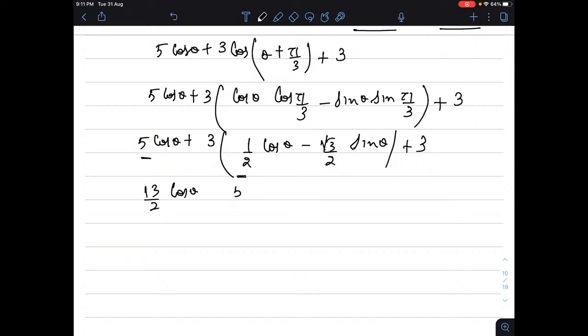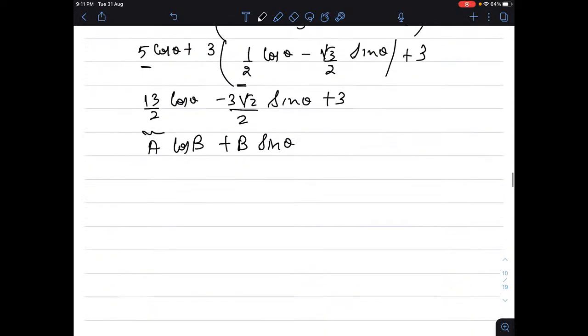And 5 minus 3 root 3 by 2 sin theta will be minus 3 root 3 by 2 sin theta plus 3. Now again we would have to compare it with a cos theta plus b sin theta. And the maximum and minimum value of that thing we are already remembering: square root of a square plus b square with the minus sign in front of it will be the minimum value.